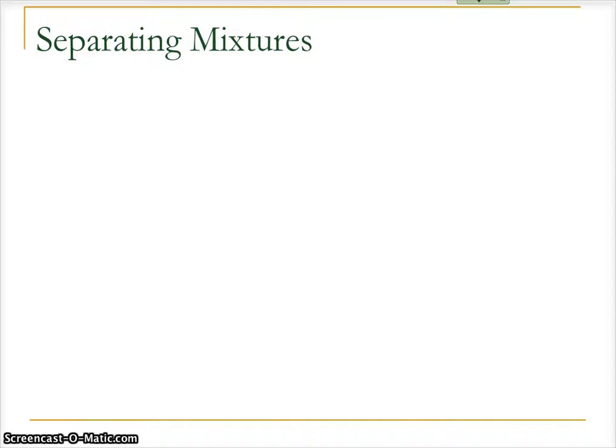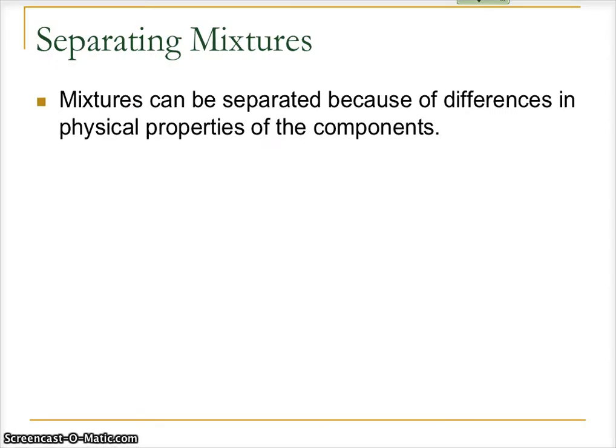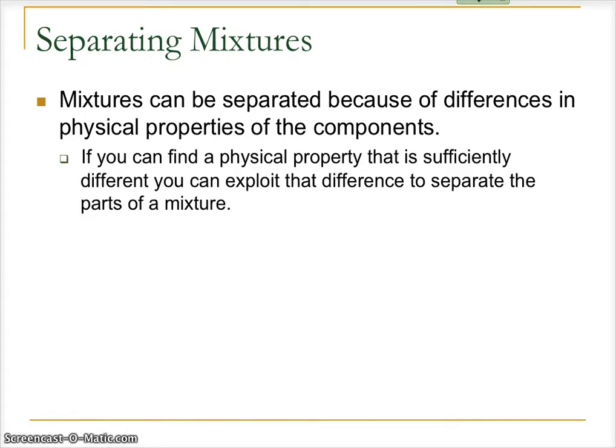So how can we do that? What you're going to do is exploit certain things about mixtures. Mixtures can be separated because of the differences in physical properties of the components. We're going to exploit those differences to separate the different parts of a mixture. So what you have to do is find some property that's different.